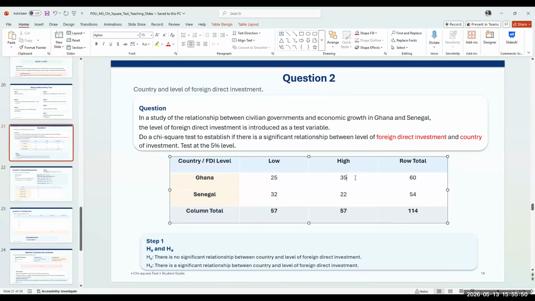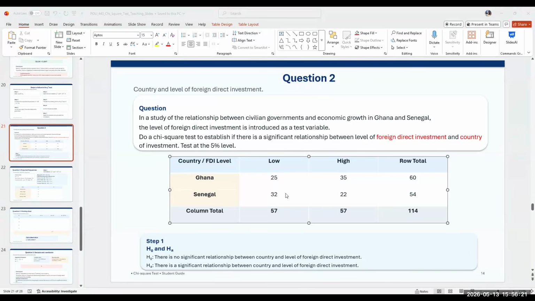Henrietta. Please pay attention because I can call you at any time. What is the row total for 35 and what is the column total for 57? The row total for 35 is 60. And the column total for 35 is 57. Thank you. Super, I like that.